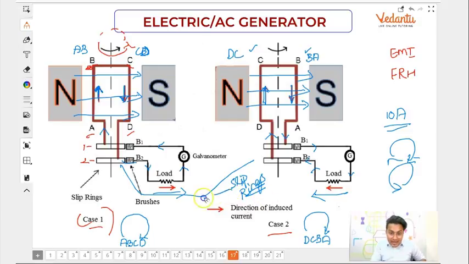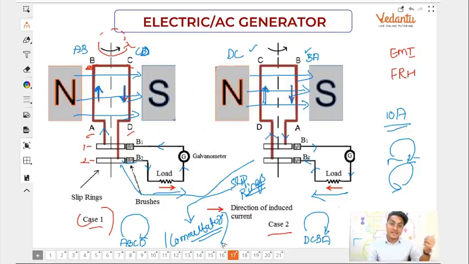And that's why slip rings in the case of an AC generator are called a commutator. Very important word, very strong word which you need to know. It is called a commutator. Now what is a commutator? Any device which changes the direction of current is called a commutator, and in the case of a DC motor it was the split ring. The split ring was the commutator there.